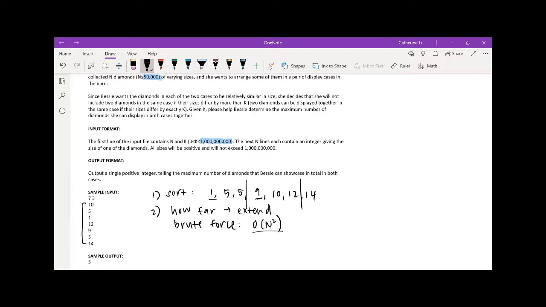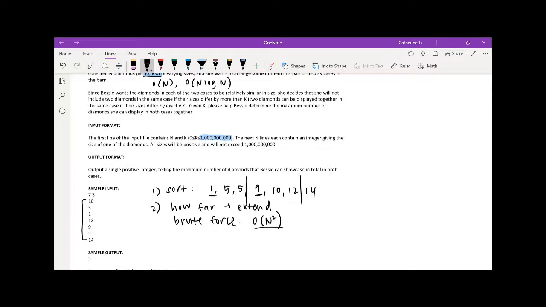And this is going to be too slow because if you look at n, 50,000 squared is 25 times 10 to the 8th, which is more than 10 to the 8th, because you want around 10 to the 8th operations at most in your solution. So that means we need an O(n) or O(n log n) solution. So brute force isn't really going to work.